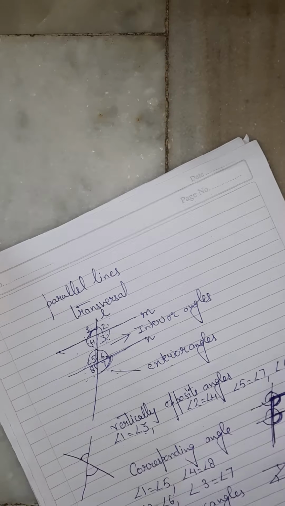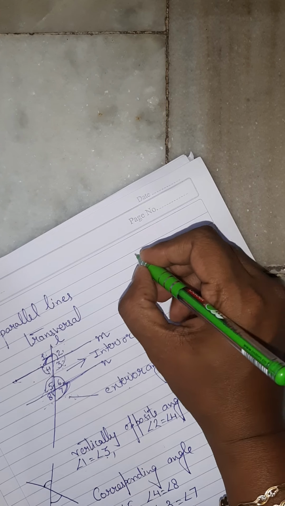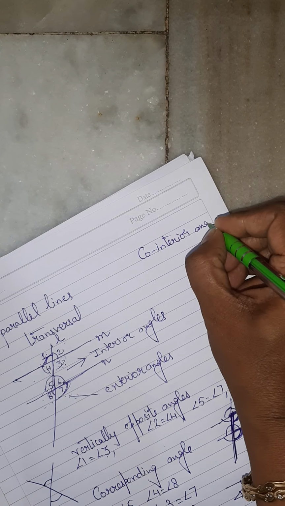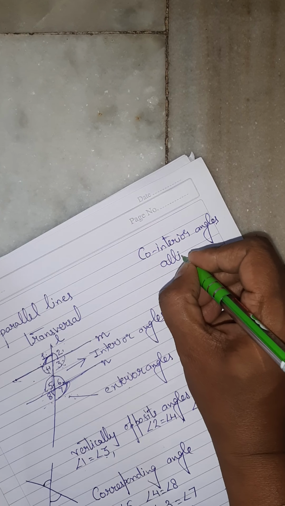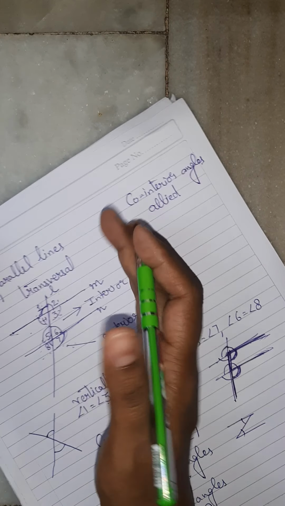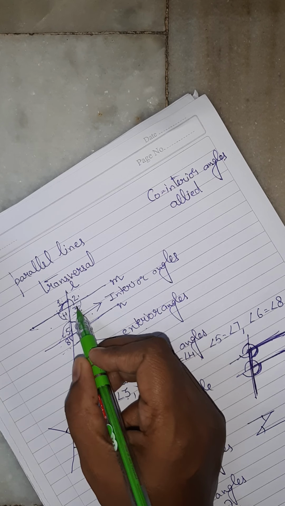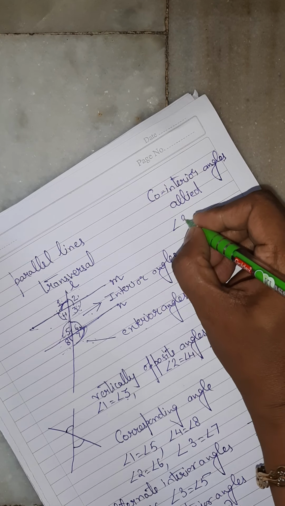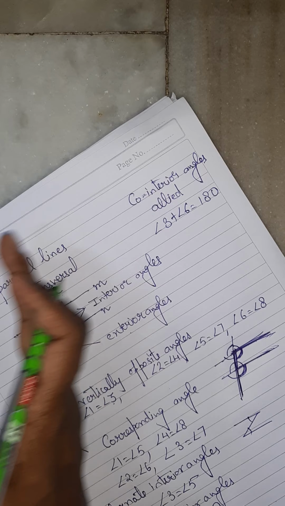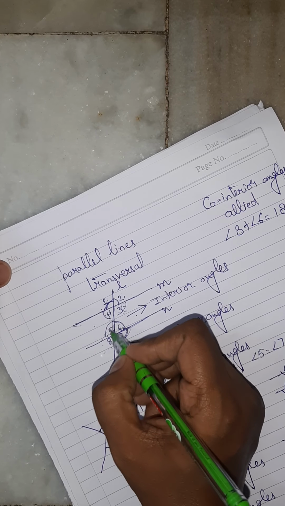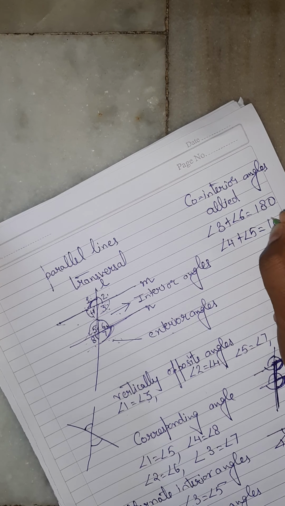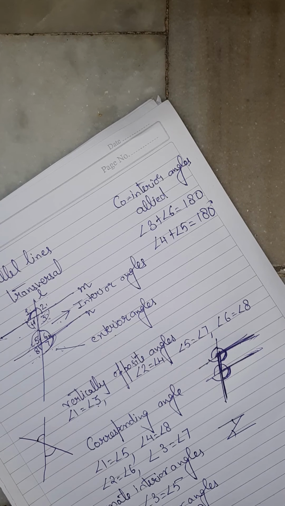Now let's talk about one more variety of angle, that is co-interior angles, also known as allied angles, right? Co-interior angles are on the same side of the transversal, both in the interior region, and their property is that their sum is 180. That means they are supplementary, correct? So 4 and 5 are on the same side of the transversal, so 4 plus 5 again forms 180 degrees. I think I am clear till here, right?